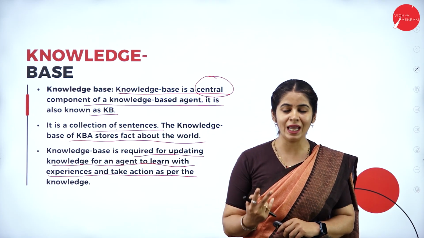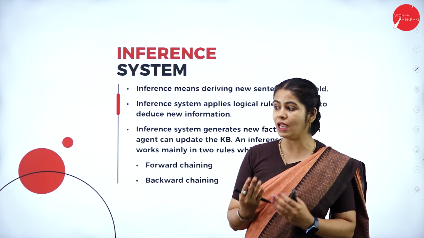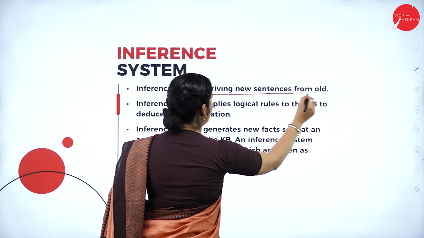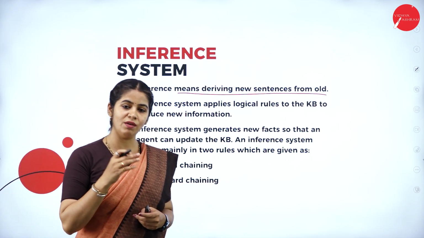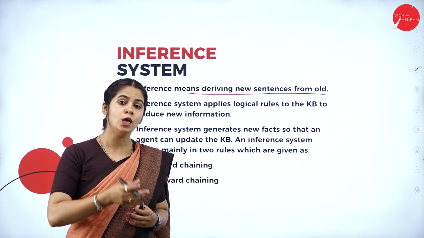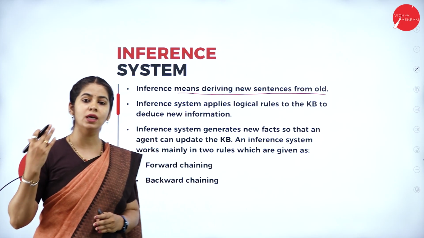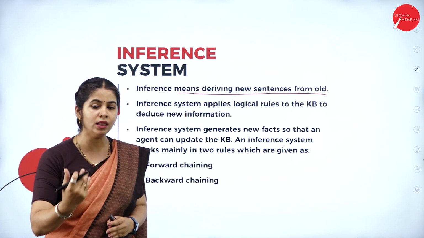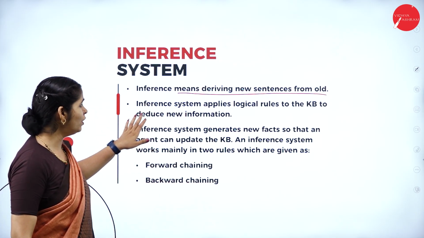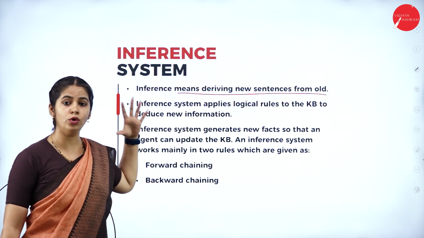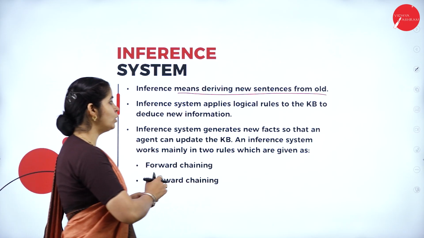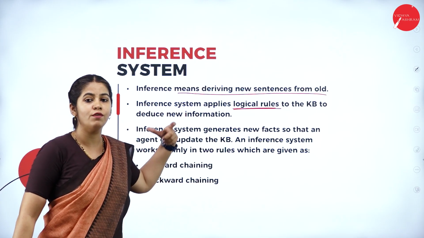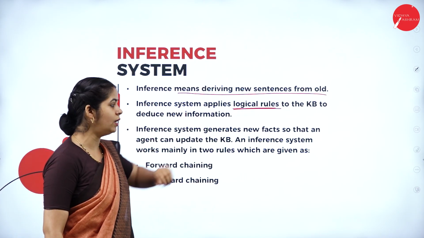After the knowledge base, what is the second part we have? We have an inference system. What is an inference system? Inference means deriving new sentences from the old sentences. Whatever sentences are present in the knowledge base, using those sentences we are deriving new sentences. That is called the inference system. Inferring, we are interpreting the sentences. The inference system applies logical rules. How are we going to provide the inference to the knowledge base? By applying logical rules to the knowledge base and deducing new information. We can form the new information by applying the logical rules.